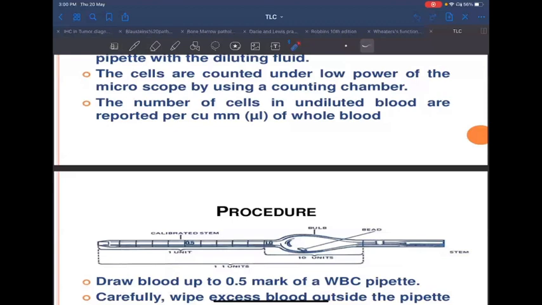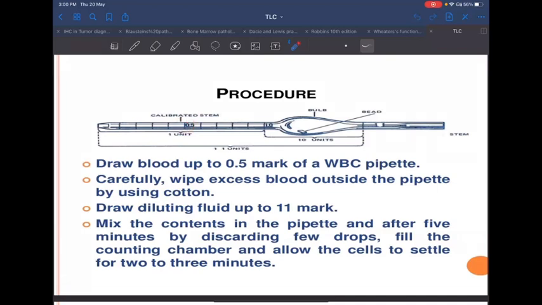We draw blood up to the 0.5 mark. This is the 0.5 mark. We draw blood up to this mark of a WBC pipette, and we carefully wipe the excess blood which might be at the outside tip of the pipette, so that it doesn't interfere with the results. Then we draw diluting fluid up to the 11 mark. This is the 11 mark.